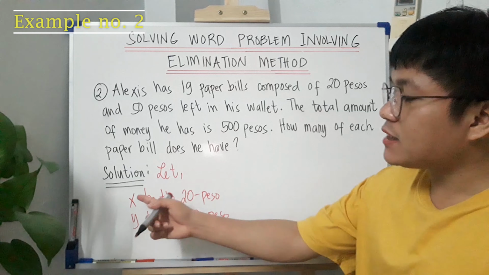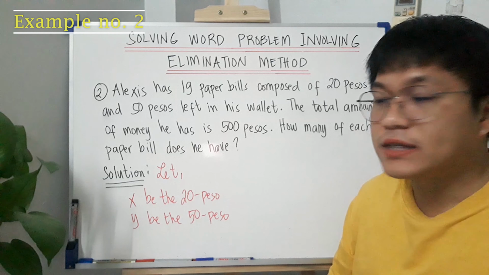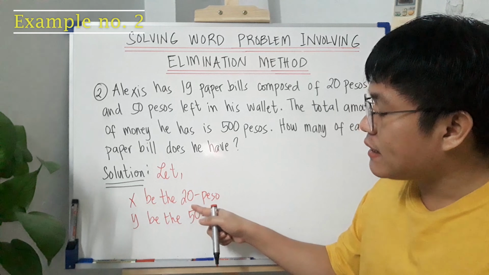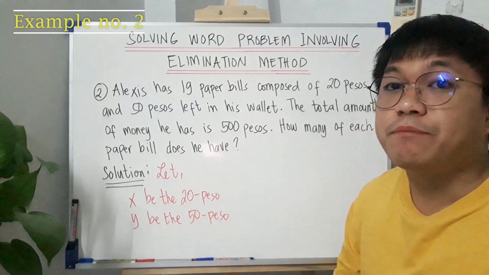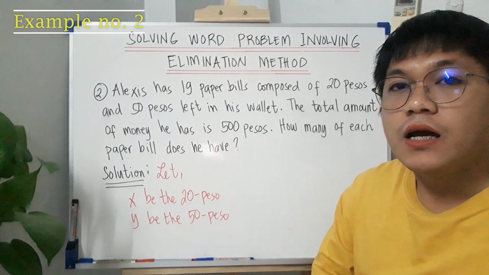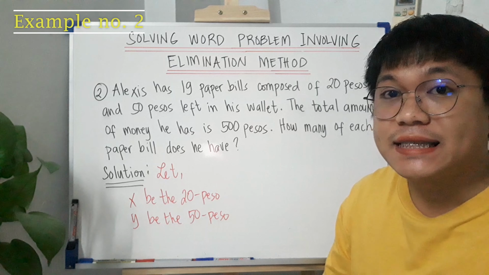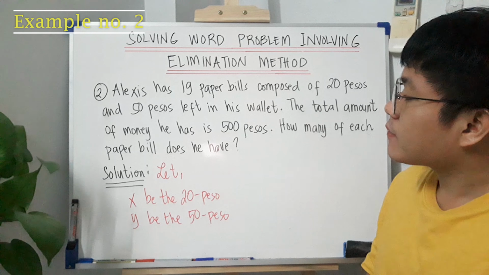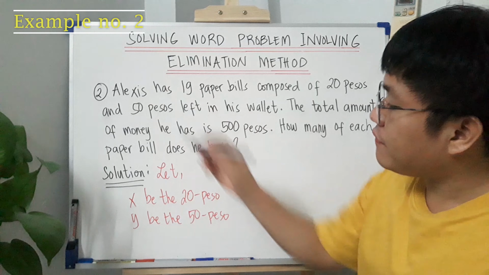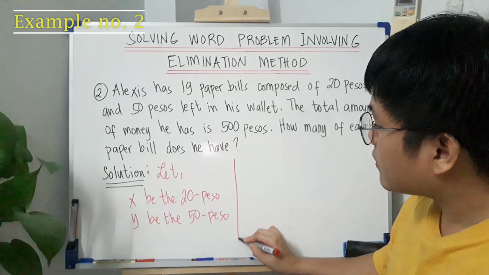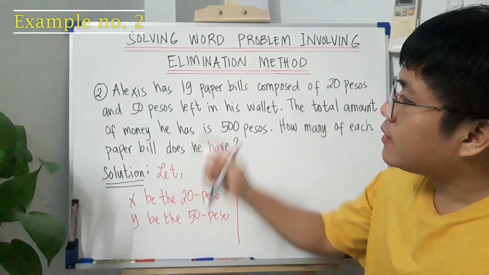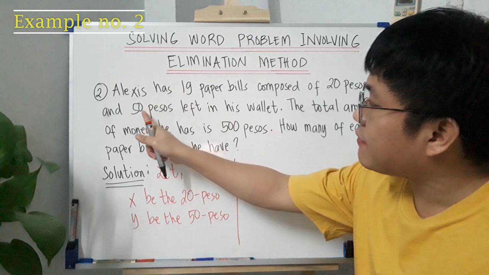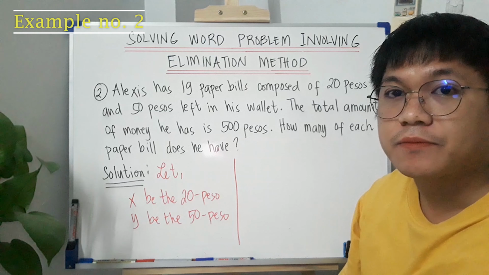Okay, so since we already represented the two unknowns by the variables x and y, so we have here x as the 20 peso bill and y as the 50 peso bill, we are going to formulate now the systems of linear equations. Okay, let's continue. So we have here, according to the sentence, Alexis has 19 paper bills composed of 20 pesos and 50 pesos left in his wallet.